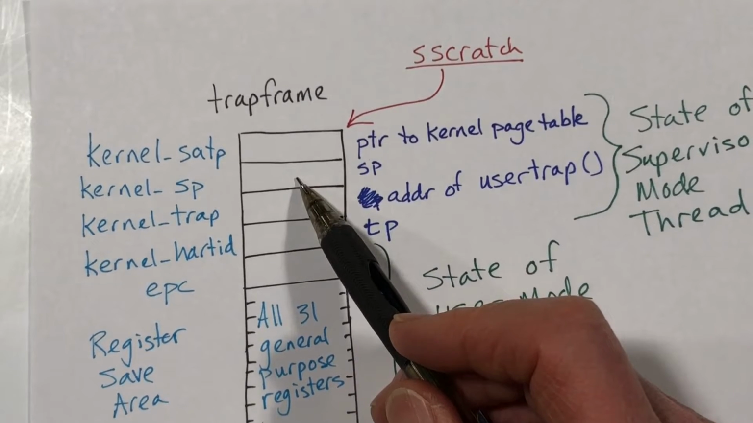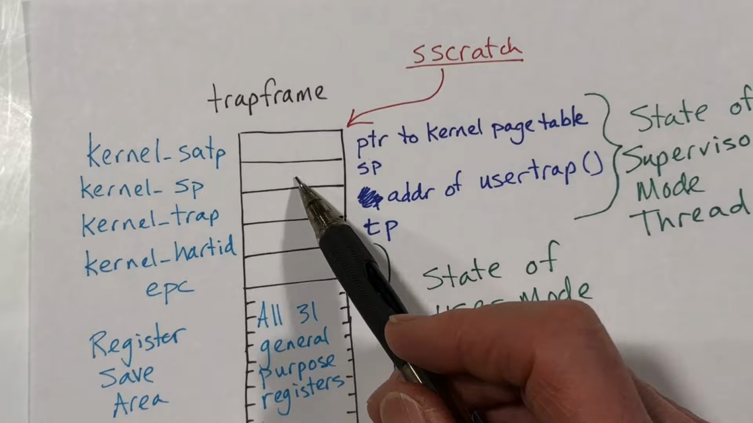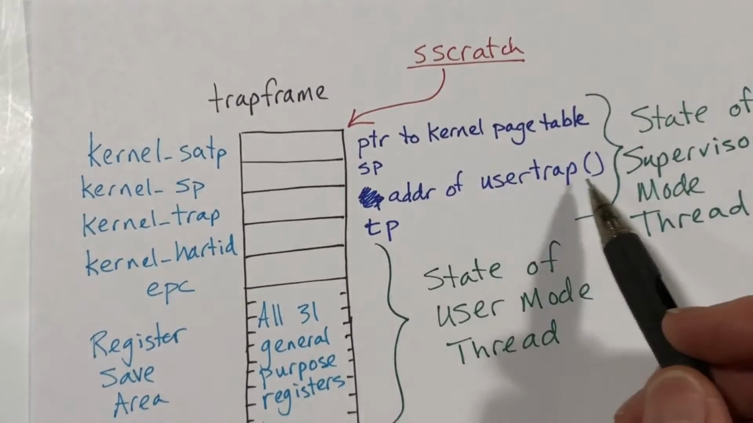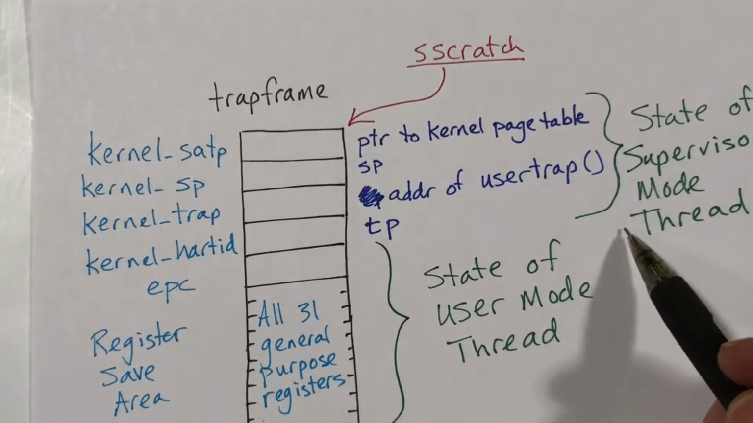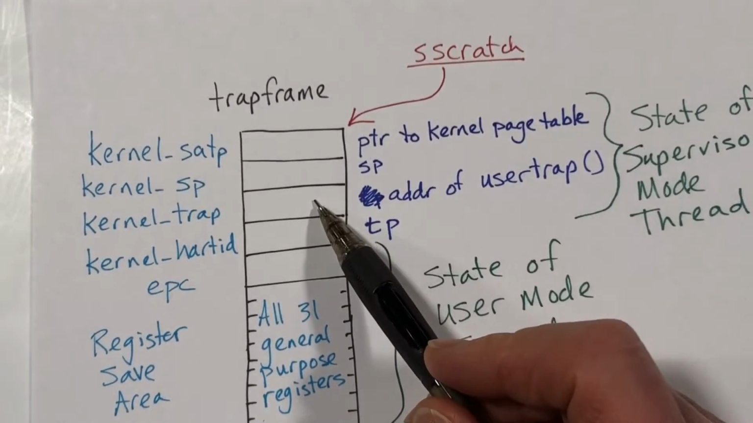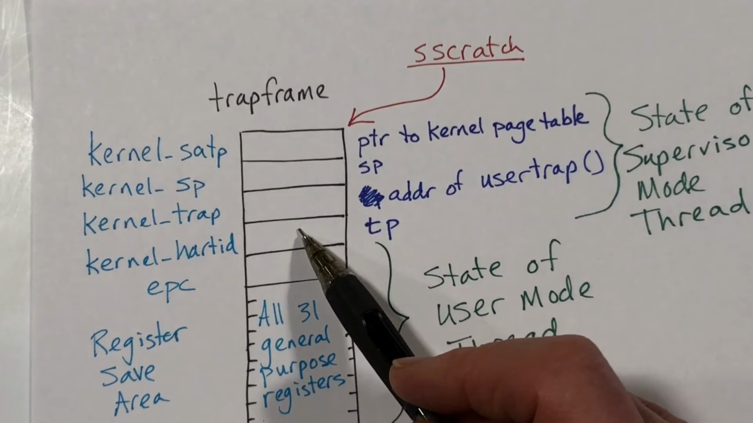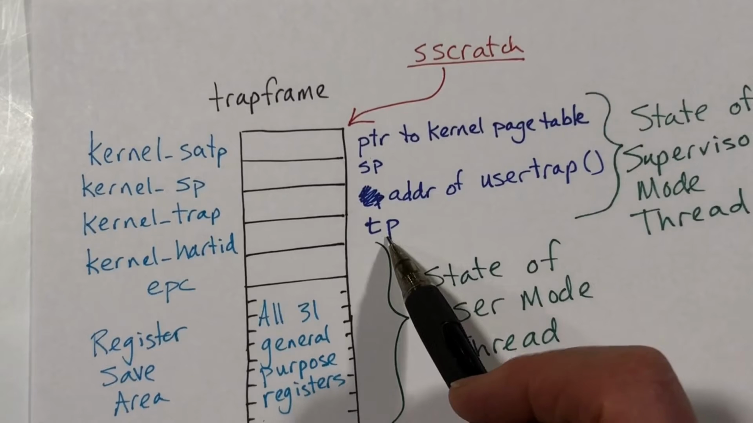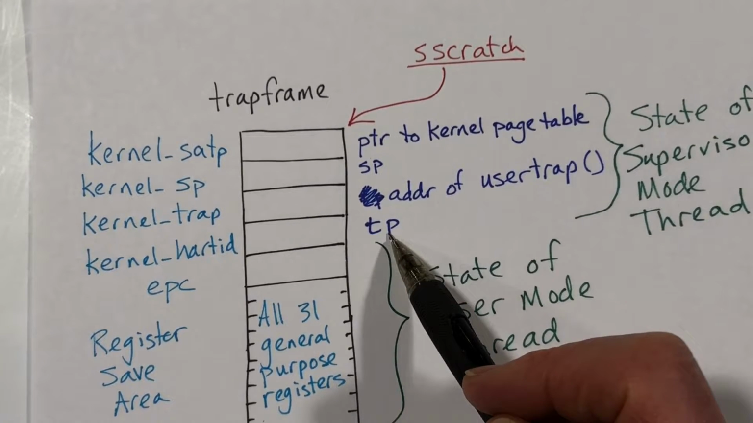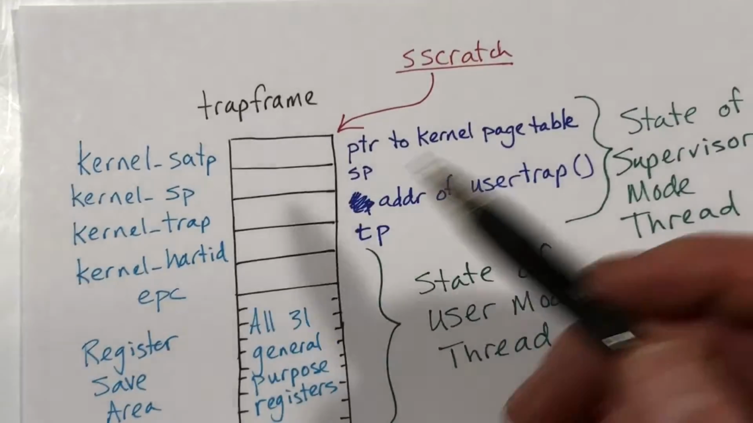We have a pointer to the stack that this particular process will be using. And then we have the address of usertrap. That's actually not really part of the state of the supervisor thread, but we have that in this TrapFrame as well. And finally, we have the hart ID, or the core number, if you will, which we will need to load into the TP register when the trap occurs. So that's what's going on in the TrapFrame.